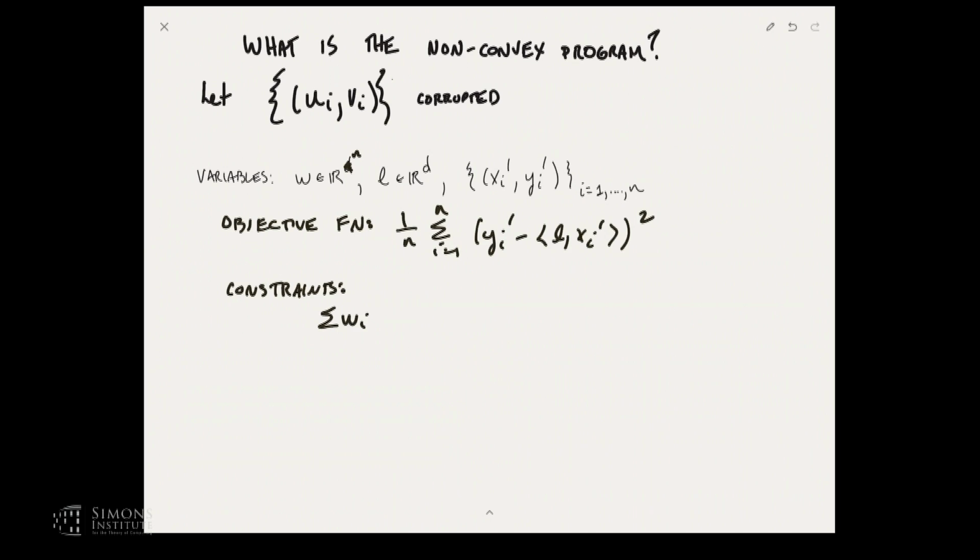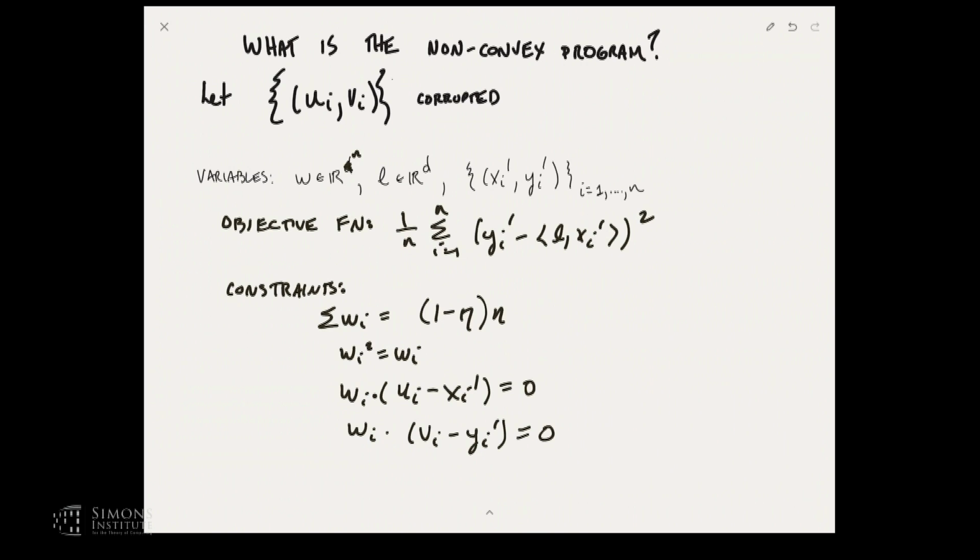The sum of the wi's is going to be at least 1 minus eta times n. So the weights are going to select the points, so they should be at least 1 minus eta times n. Then I'm going to have wi squared equals wi. Wi times ui minus xi prime should equal 0. Wi times ui minus yi.